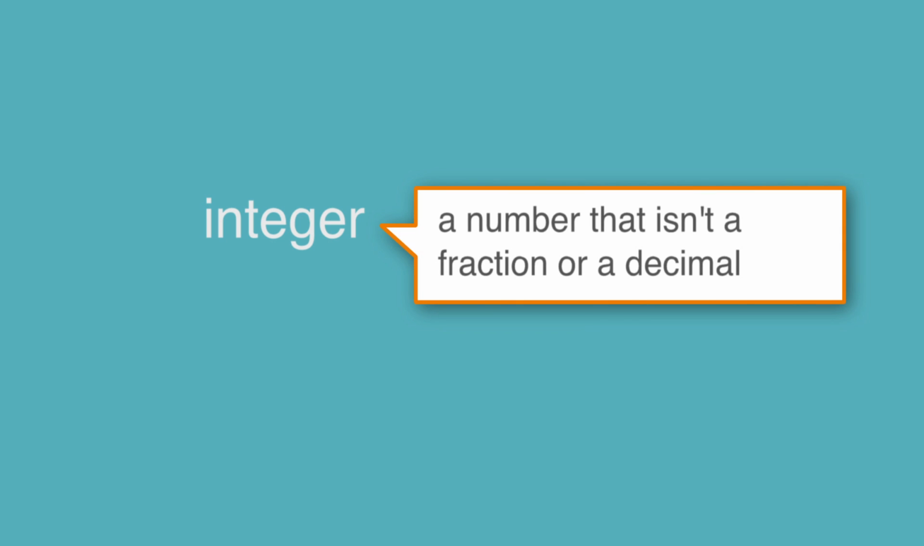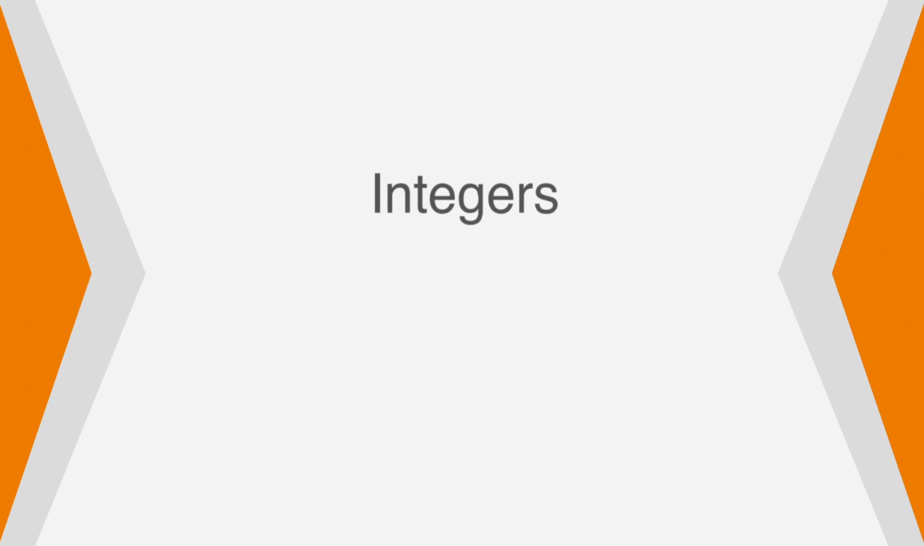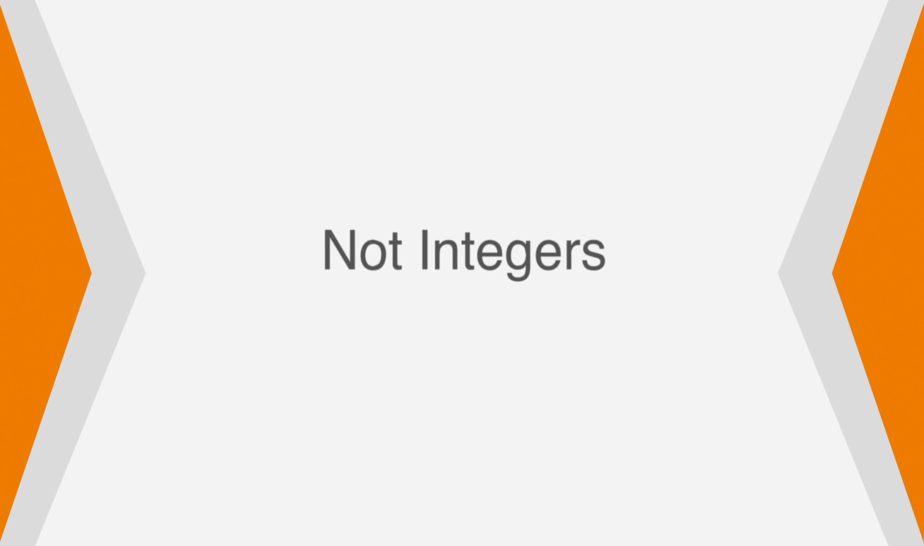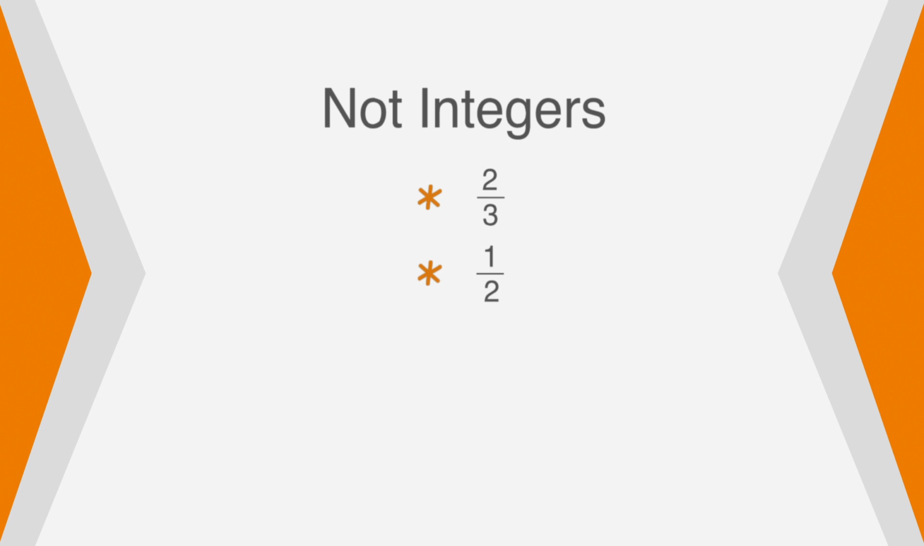An integer is a number that isn't a fraction or a decimal. Integers can be negative, positive, or zero. They can't be fractions or decimals. Some examples of integers include 0, 1, 2, -7, 116, -2, 8, 42, and -3,000. Some numbers that aren't integers include 2/3, 1/2, -1/4, and 7/9.